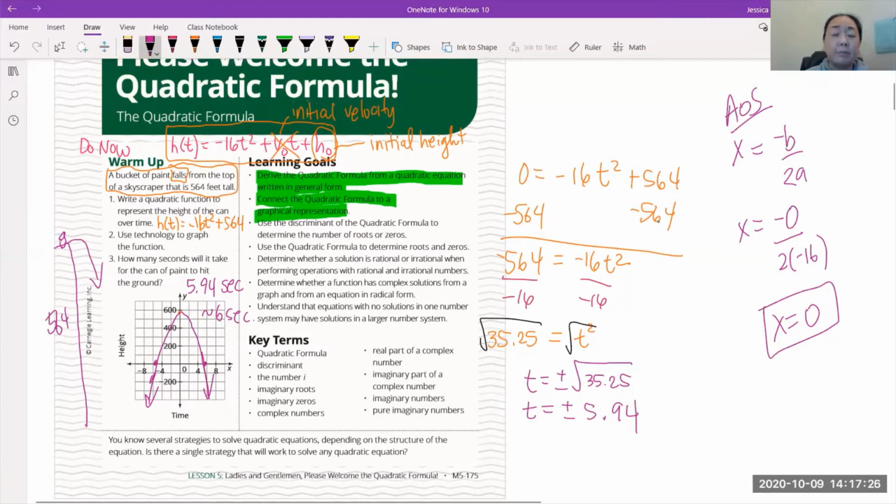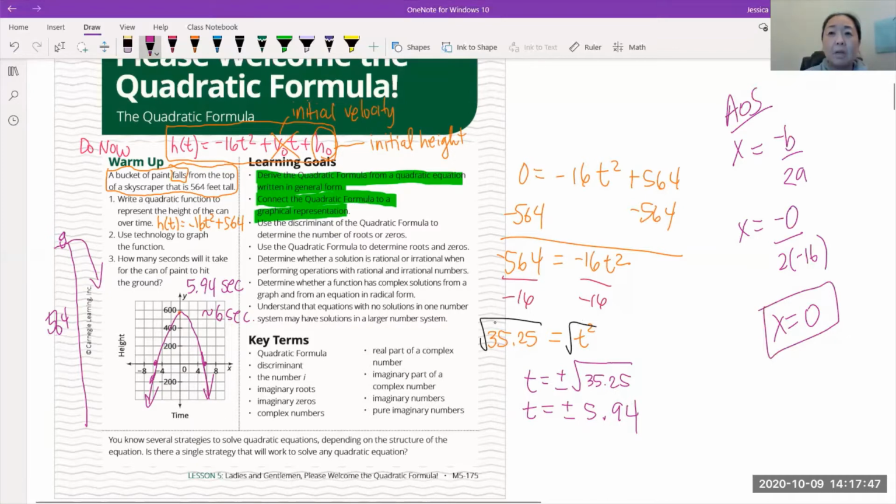So subtract 564 on both sides. And then you just have the -16t squared left. So then you just divide both sides by -16. Why not add 16? Because the -16 and the t squared are multiplying. So you do the opposite of that, which would be to divide, okay? So that's what we're dividing by, -16.